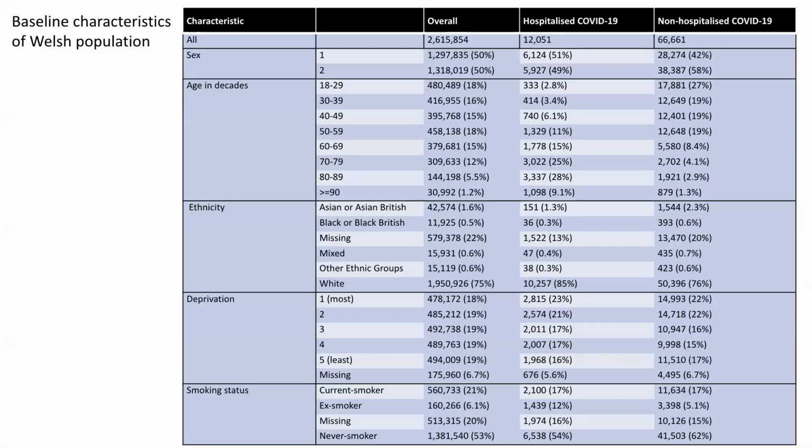So this table shows baseline characteristics of the Welsh population, which exactly matches Table 1 from the English analysis. Among 2.6 million individuals, there were 12,000 hospitalized with COVID and 66,000 were not hospitalized. Another point to mention here is that in addition to harmonizing table names and columns, we have used the same values for all variables. For example, for ethnicity, deprivation, or smoking status, we have used the same categories as in the English analysis. Next slide, please.